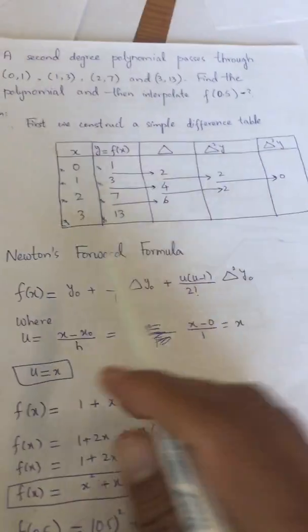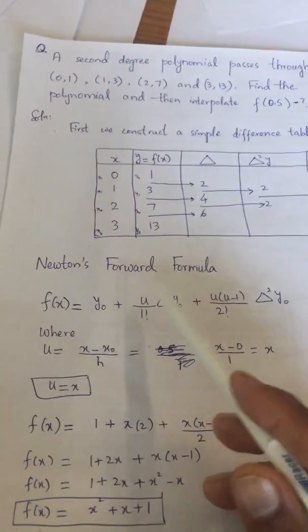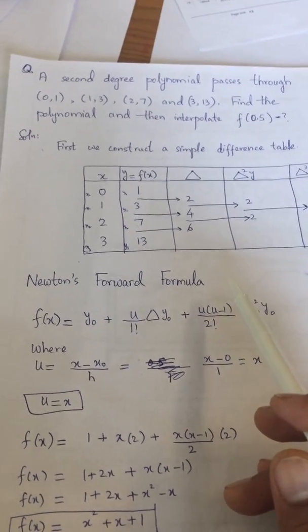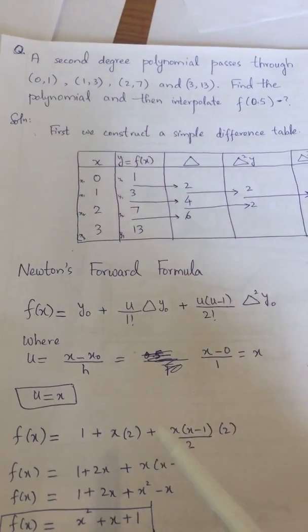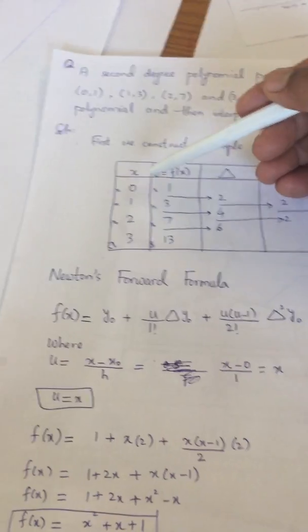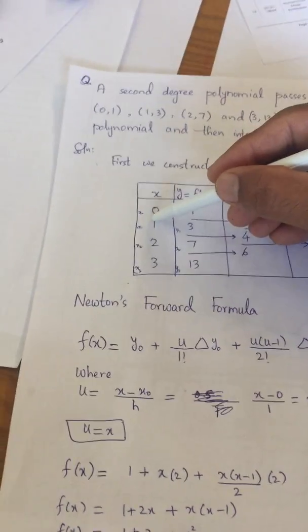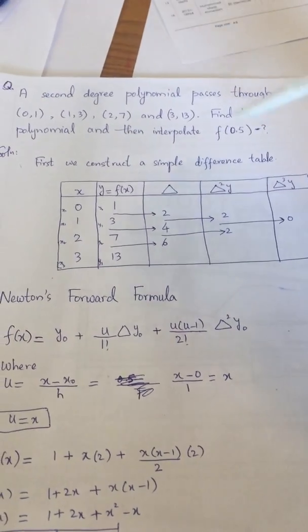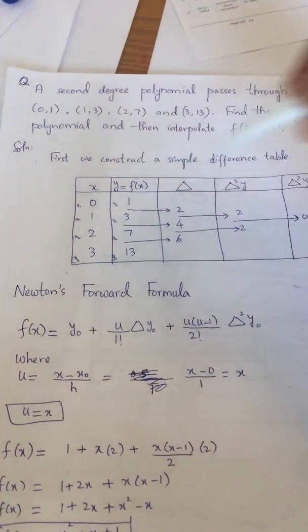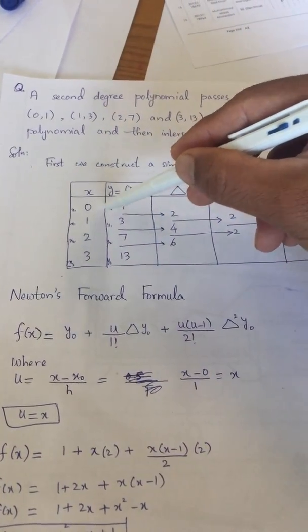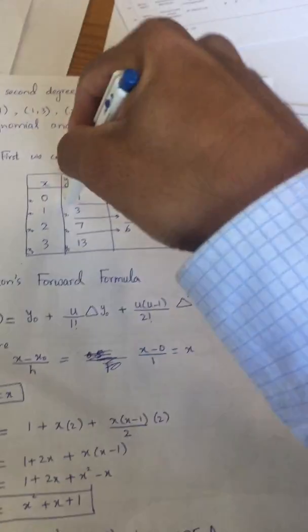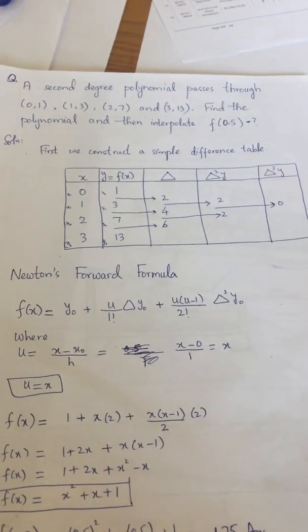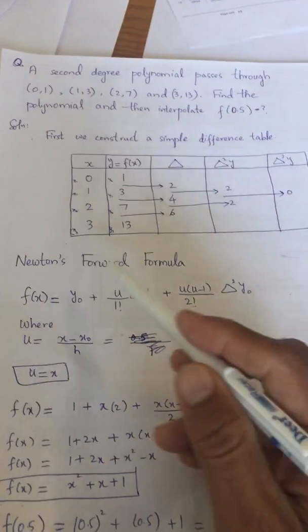And then we plug into the formulas. We use Newton's forward formula. We have two formulas, Newton's forward and Newton's backward. Why are we using Newton's forward formula? Because we are going to calculate a value, and from the top side, 0.5 is between 0 and 1. So we use the forward formula, Newton's forward, in this case.